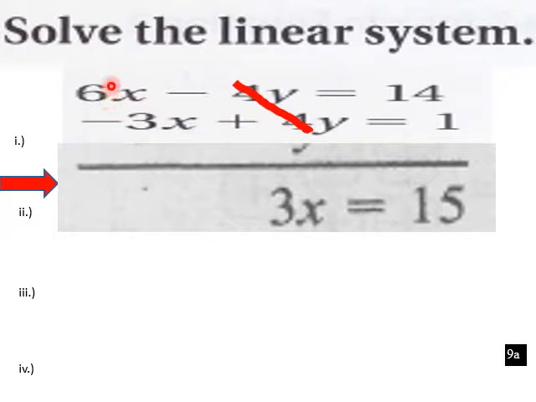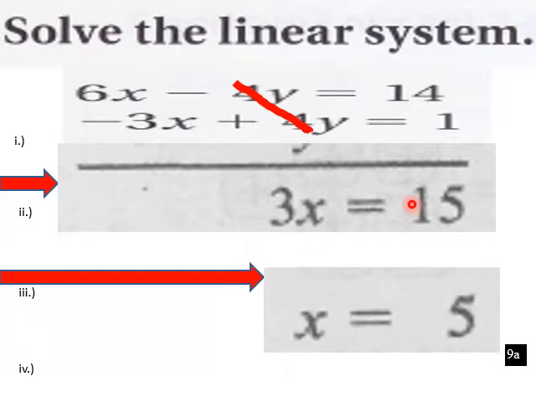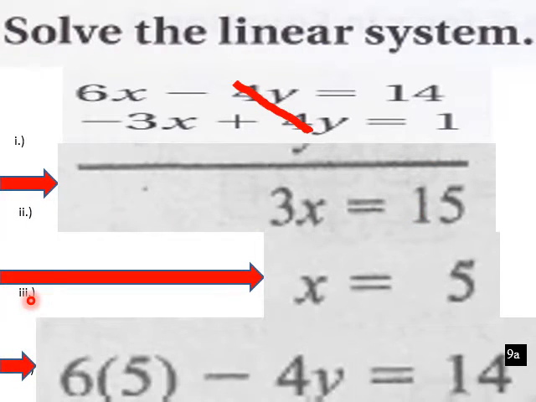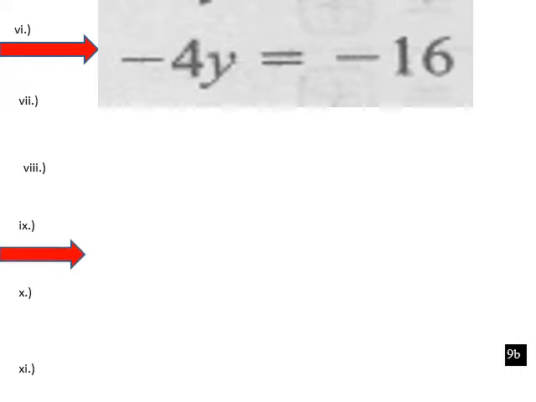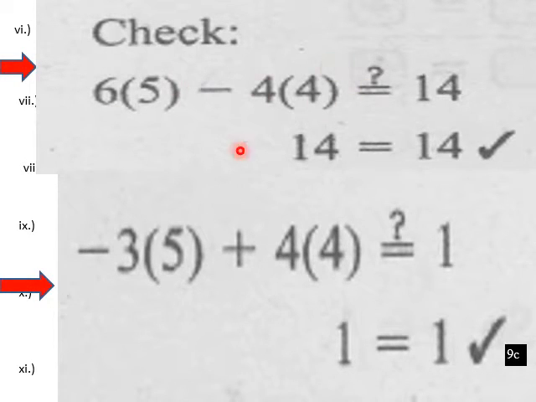So 6x minus 3x, positive 3x, and then 14 plus 1 is 15. x equals 5. And then we plug that back in up here. And then we get 30 minus 4y equals 14. Negative 4y equals negative 16. So y equals 4. There's our solution, 5, 4. Okay, that's simple. And then here's our check. Make sure you check when you do yours in your homework and in your classwork.